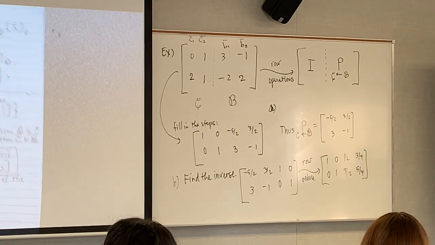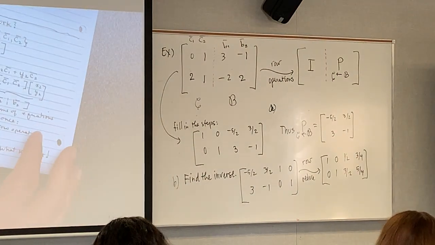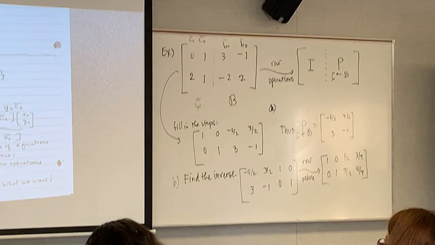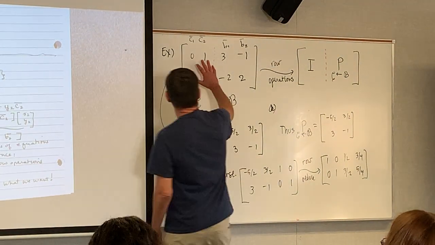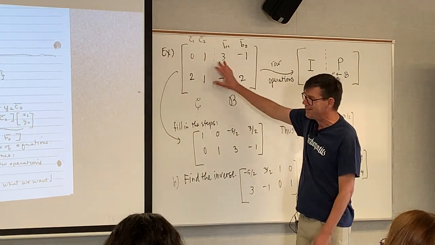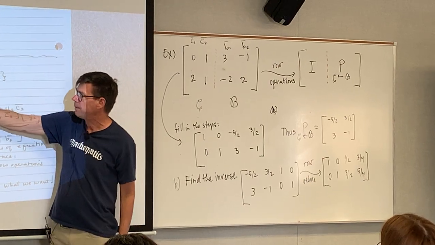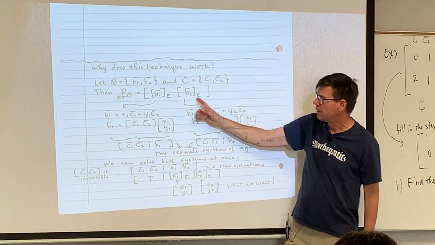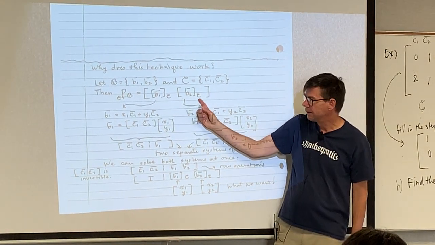All right, I think we have time to talk about this. It seems like this weird thing, this special augmented matrix that we're setting up right here, and it's not. It's something we know so well. So why does this work? Here's my B basis. Here's my C basis. We're trying to find this matrix, right? That's what the answer to A is.